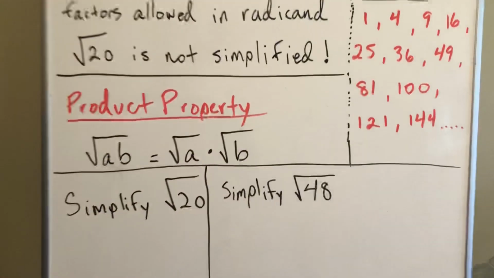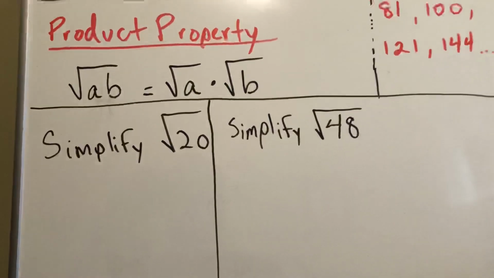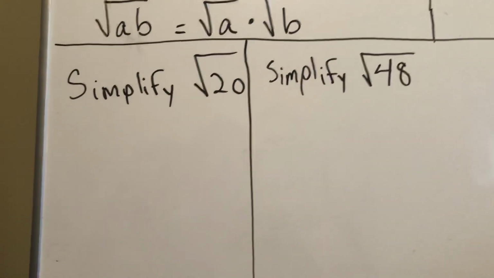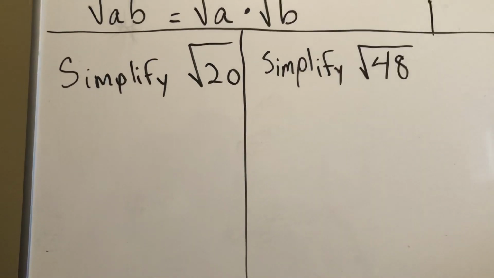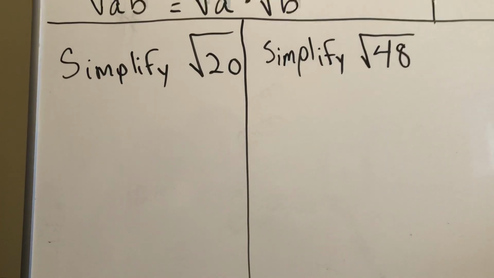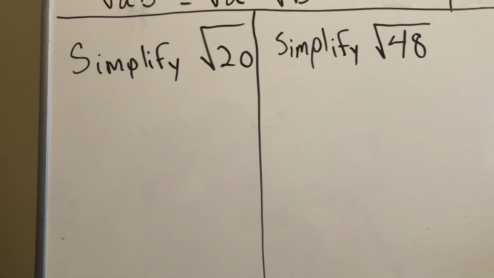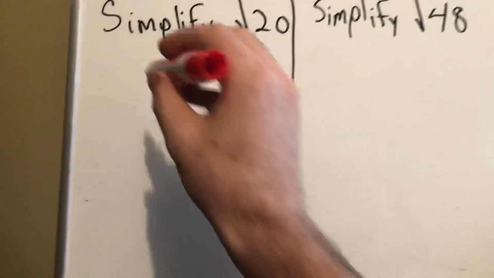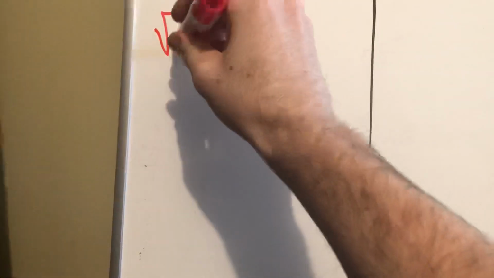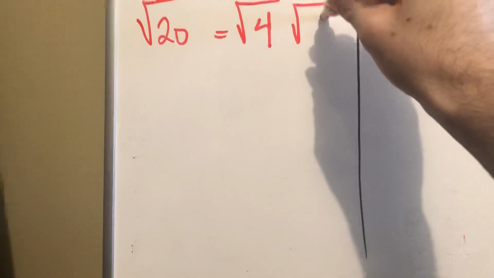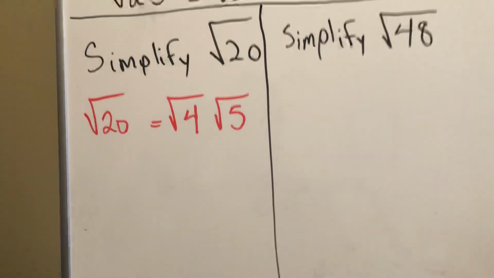So let's do that. Radical 20. So we're going to think of the perfect square factors of 20. Let's think of all the factors of 20. We know we have 1 and 20, no perfect squares. We have 2 and 10, no perfect squares. The other pair of factors for 20 is 4 and 5. So I'm going to represent root 20 as root 4 and root 5.